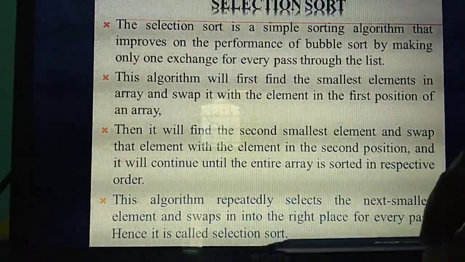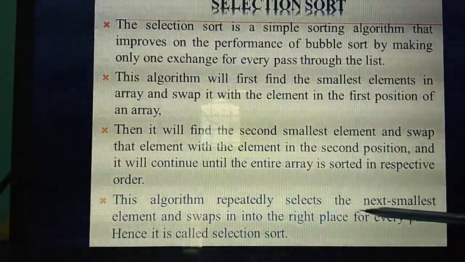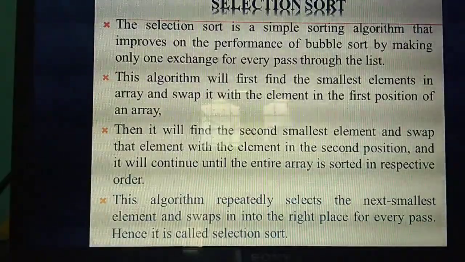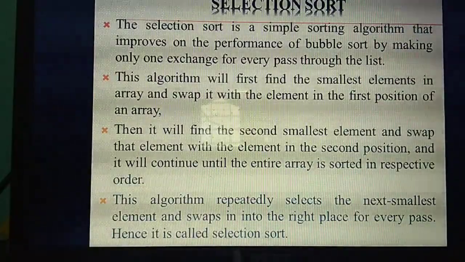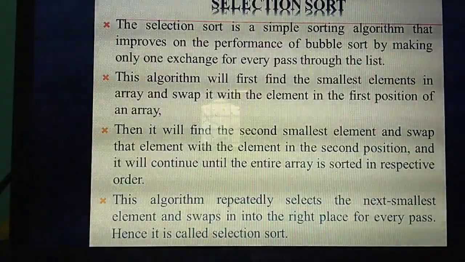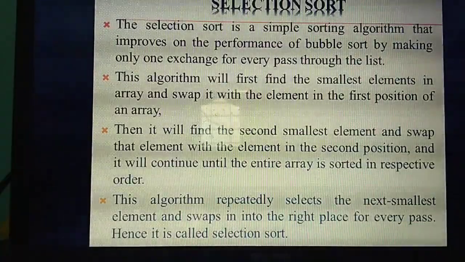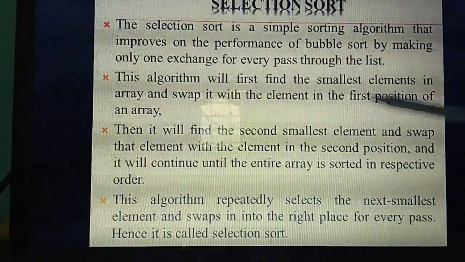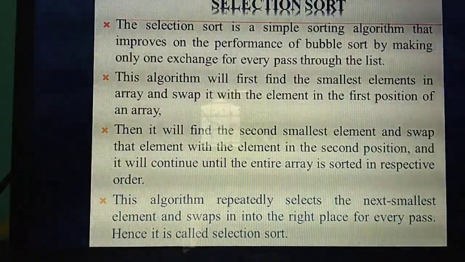Okay, so here the swapping is done, putting the element in the right place for every pass. That means the first element goes in the first place, the second in the second, the third in the third, the fourth in the fourth place. So each element is given its right place in the particular pass and sorted. Hence they call it a selection sort algorithm.